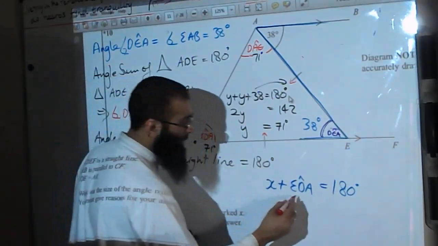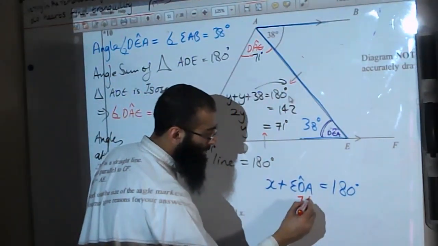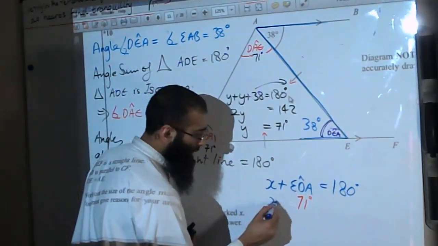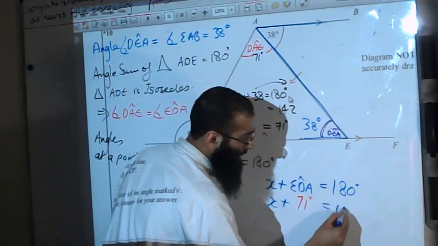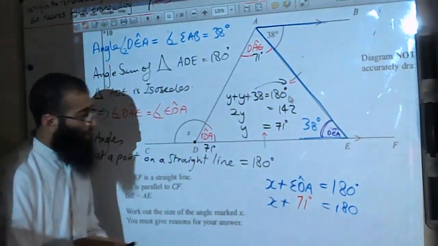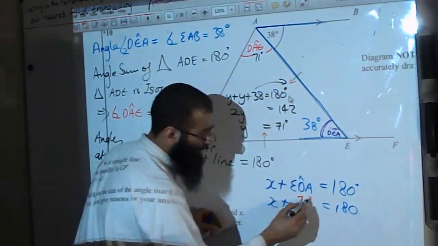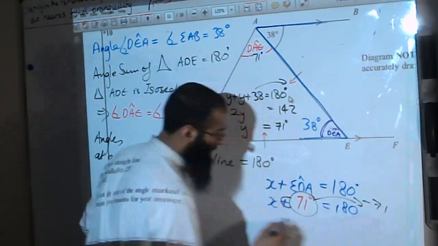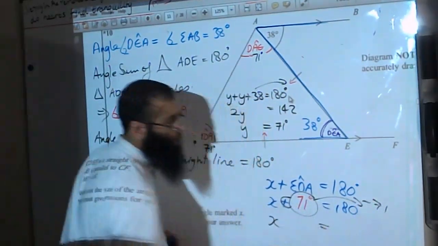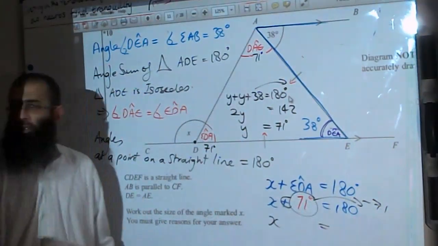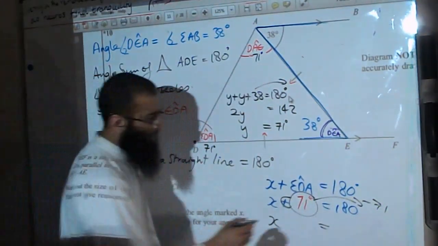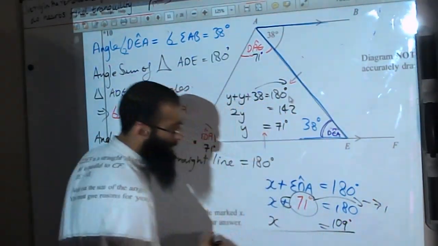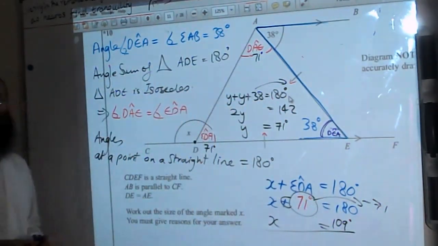Under the EDA, what angle can we write in there? 71. So we say x add 71 is equal to 180. Now I've got to work out the value of x. So the opposite of add 71 is minus 71. So x will give us a value of 180 minus 71, which will give us 109. 109. Is that all in there?